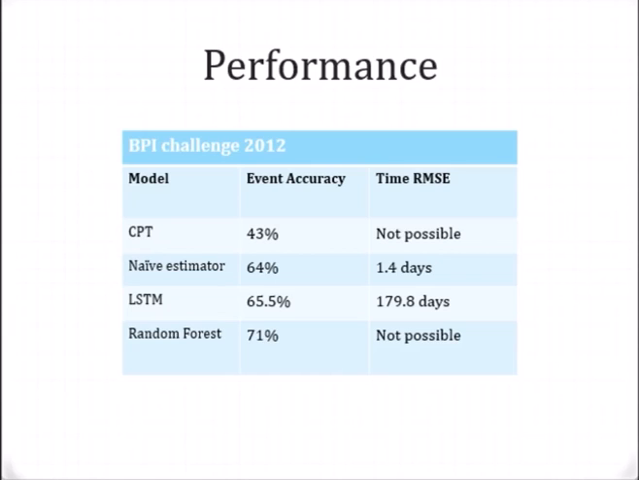For LSTM, the accuracy was improved and error was reduced by putting more work into feature selection and hyperparameter tuning. The LSTM estimator was trained on 10 epochs. On the BPI Challenge 2012 dataset, it has an accuracy of 65.5%.